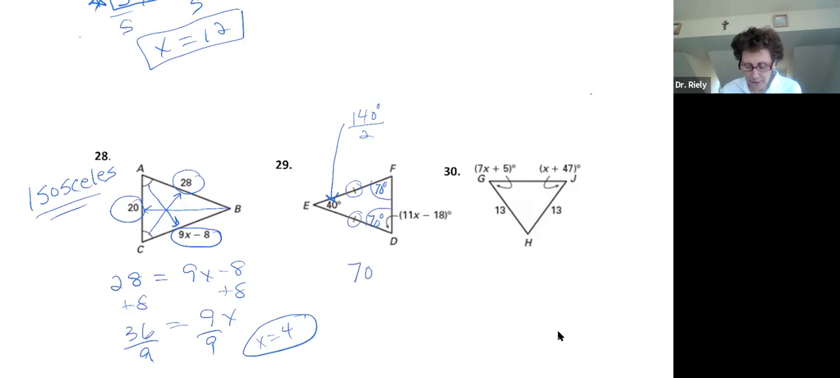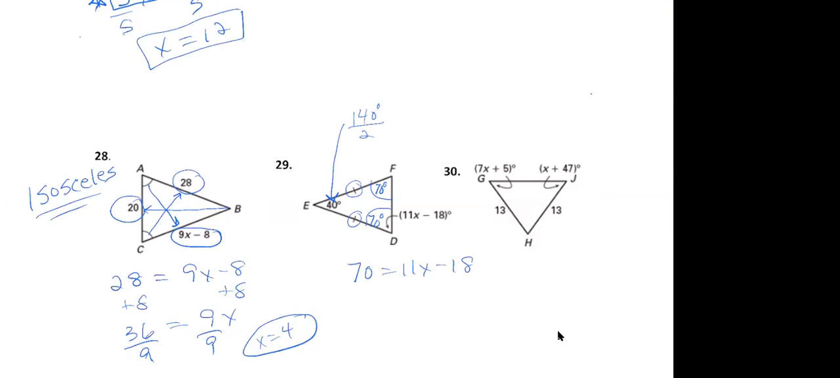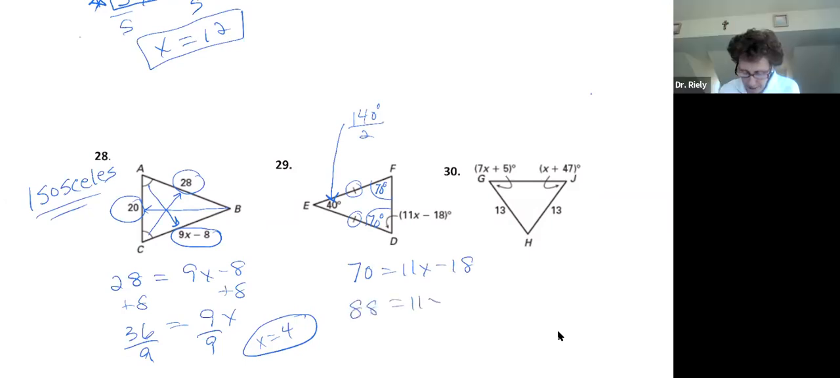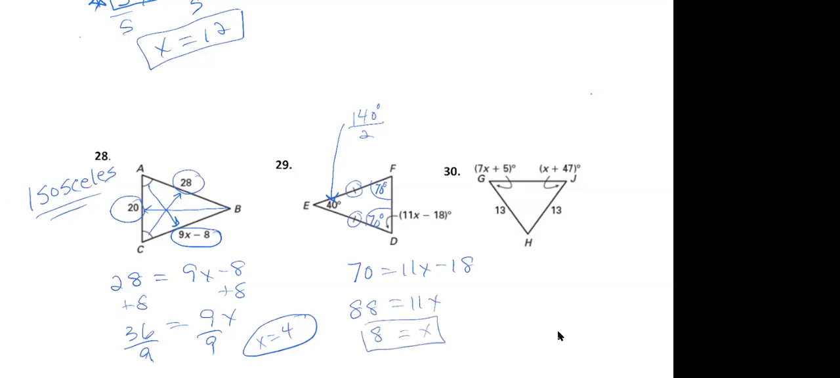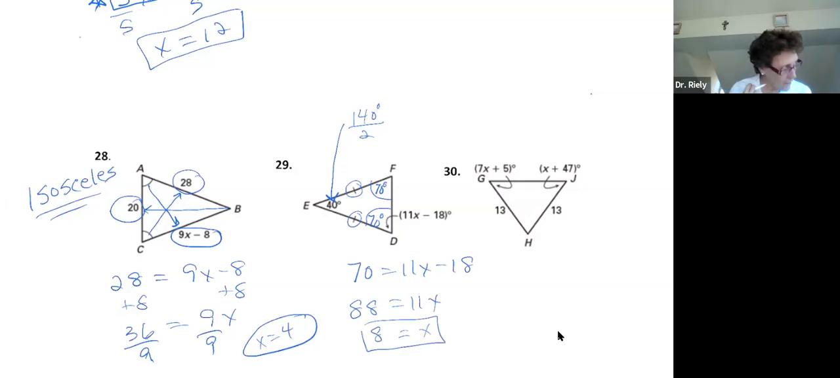And then did you set 70 equal to 11x minus 18? Yeah. Good. So I'm getting 88 equals 11x. So x is going to be equal to 8. Beautiful. Okay, so that's a very good problem.